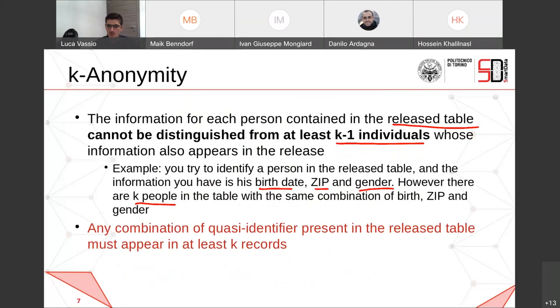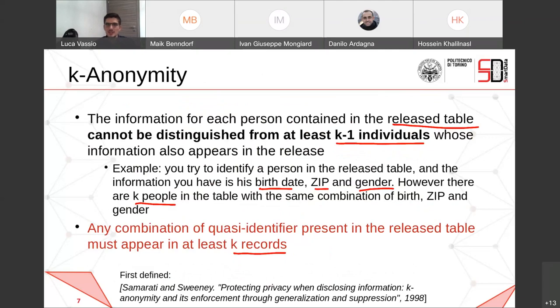And so any combination of the quasi-identifier should appear at least K times. So one is the one we want to hide, and the other K minus one. This definition of K-anonymity first appeared in 1998, so it's already 24 years. And there are a lot of different variations, but the key idea, the key concept is the one that I just showed you.